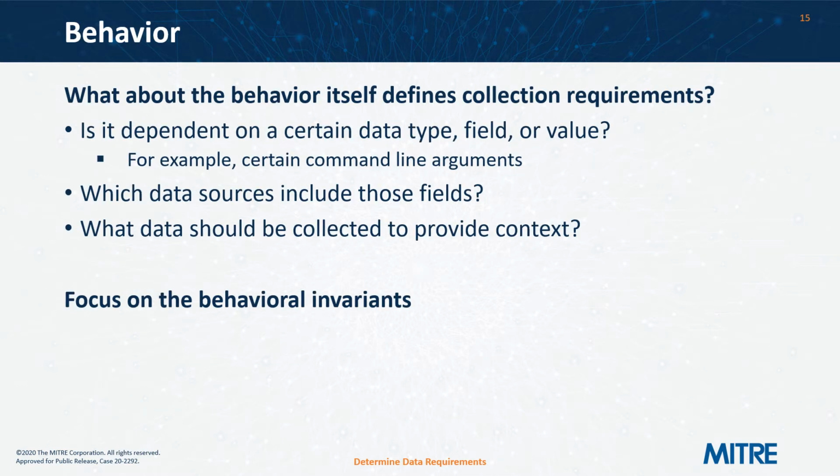Finally, think through the behavioral invariance and contextual data required to detect the activity, distinguish malicious from benign, and connect the detection to the larger adversary campaign. In addition to the event types, which fields will be required or useful? Focusing on the behavioral invariance will help balance precision and recall during collection and create a more robust instrumentation plan.